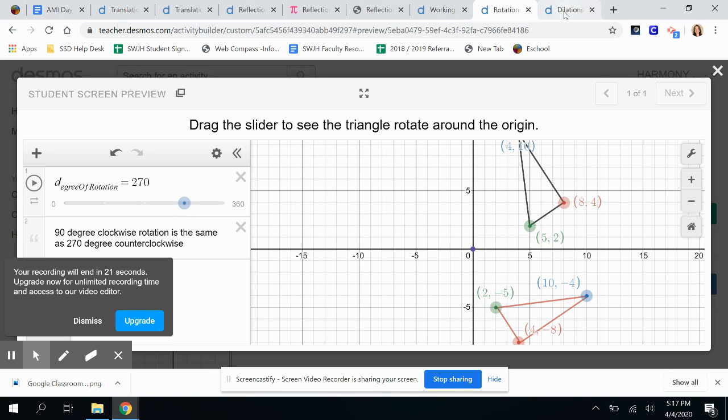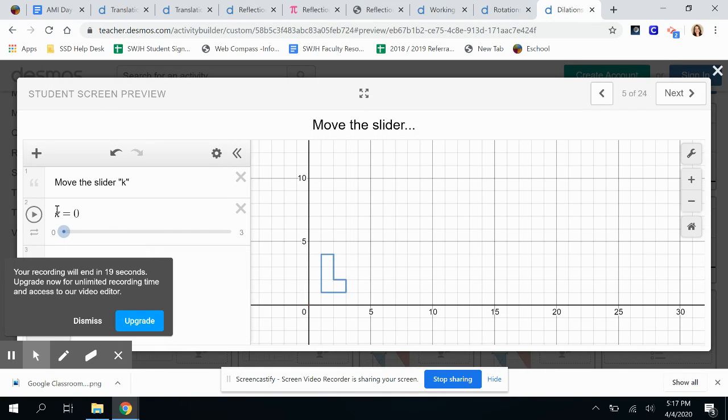Okay, and then we have dilations, and dilations is just showing it's getting bigger and getting smaller. So dilation is just taking a scale factor and using that.